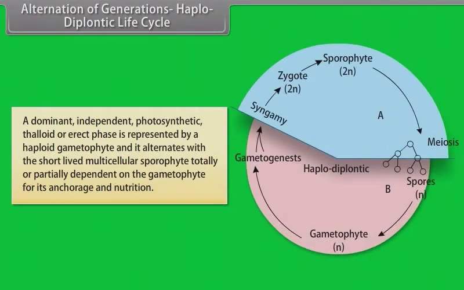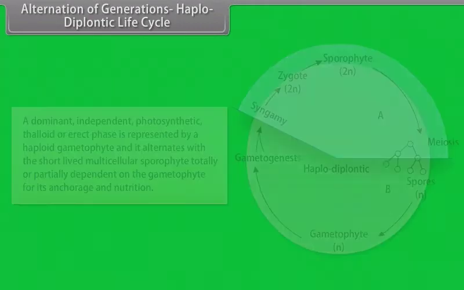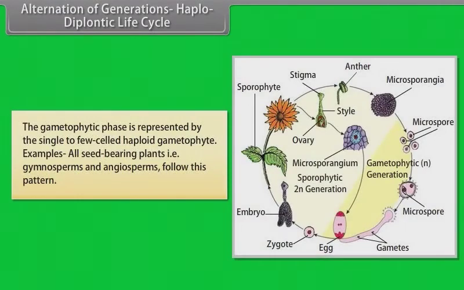Alternation of generations. Haplodiplontic life cycle. A dominant, independent, photosynthetic, thalloid or erect phase is represented by a haploid gametophyte, and it alternates with the short-lived multicellular sporophyte totally or partially dependent on the gametophyte for its anchorage and nutrition. The gametophytic phase is represented by the single to few-celled haploid gametophyte. Examples: all seed-bearing plants, that is, gymnosperms and angiosperms, follow this pattern.